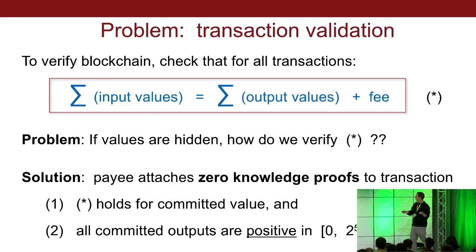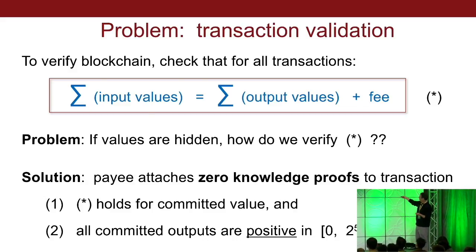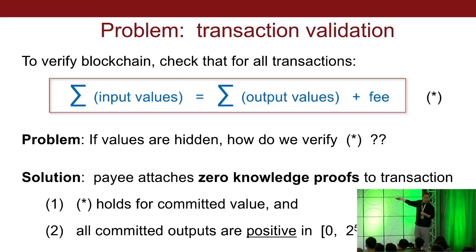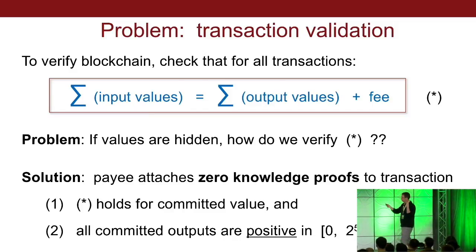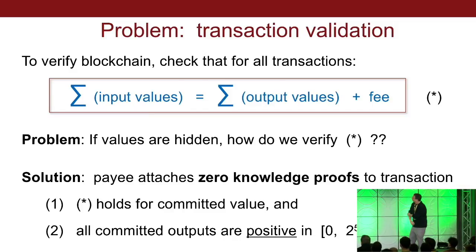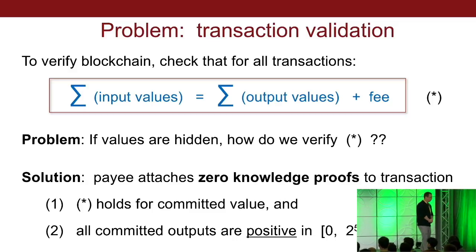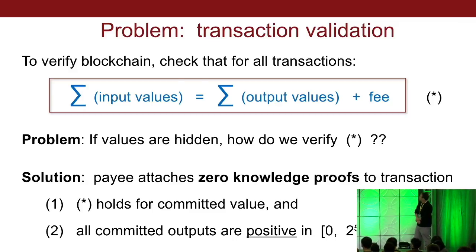It turns out, oddly, the sum equation is really easy to prove. There's a very easy zero-knowledge proof for the sum. Proving that a value is in a certain range is much, much, much harder. Proving that a value is positive is much, much, much harder. And so the way we do it is using a non-interactive zero-knowledge proof, what's called a NIZK.